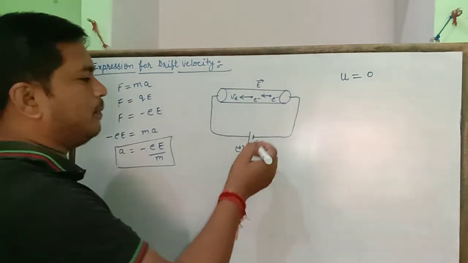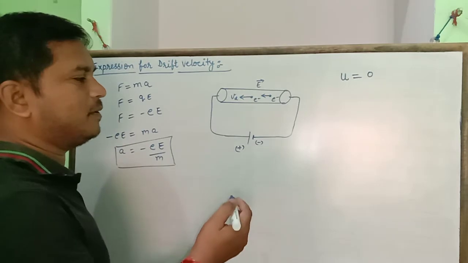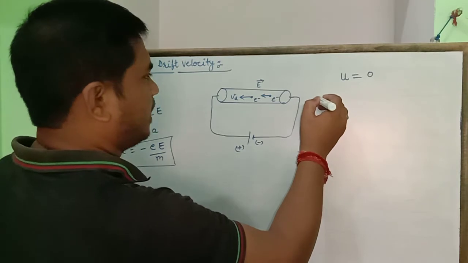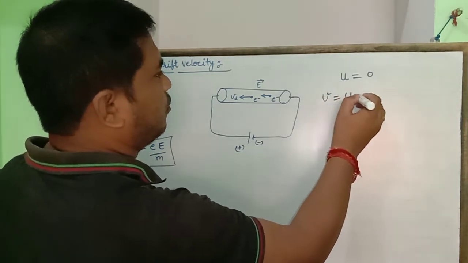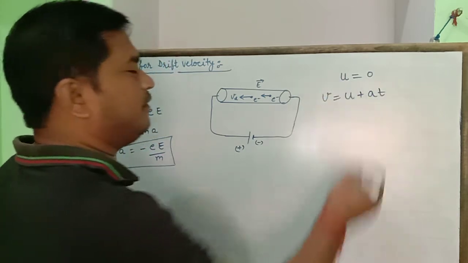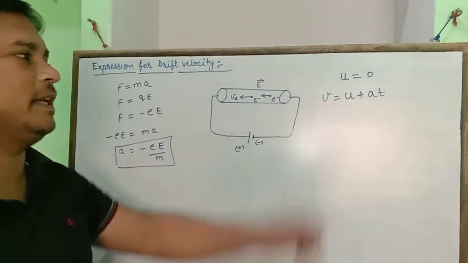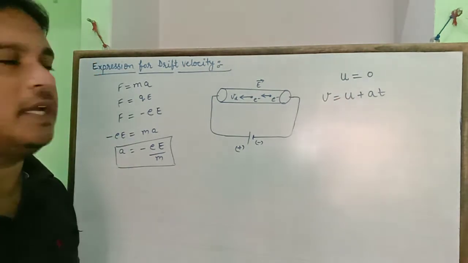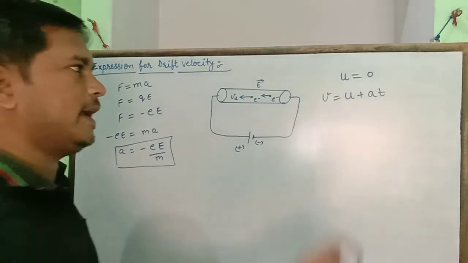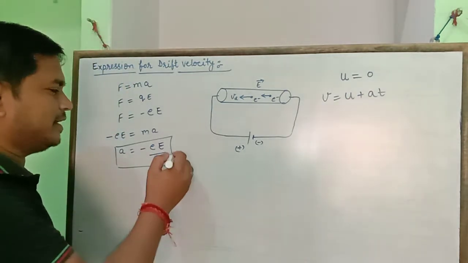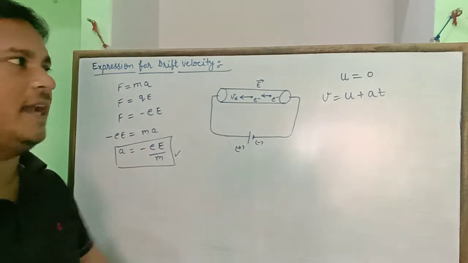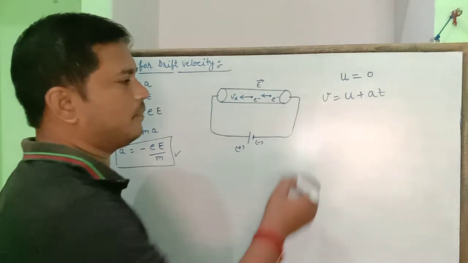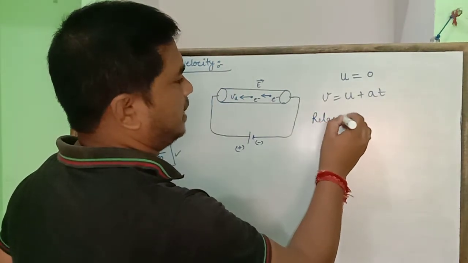So on applying the potential or any type of source, the final velocity or average velocity of the electron is v equal to u plus a t, where v is the average velocity, so we take this velocity as the drift velocity, and u is the average initial velocity, so we take it as 0. a is the acceleration produced in the electron which we have determined, and t is the time. So here the time is called the relaxation time.